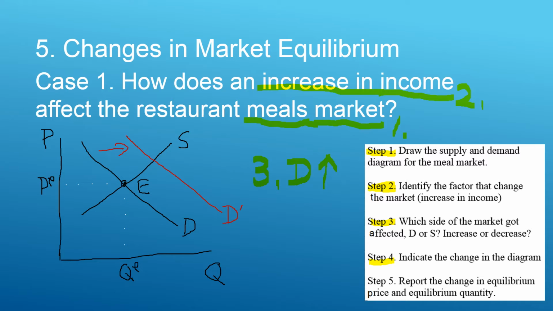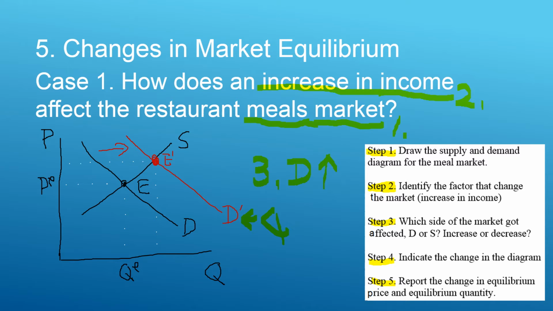Once the demand curve shifts to the new position, the original equilibrium no longer exists. It moved to this point here. So you have a new equilibrium point. So point number 4, which indicates the new change in the diagram, is the new demand curve and the new equilibrium point.